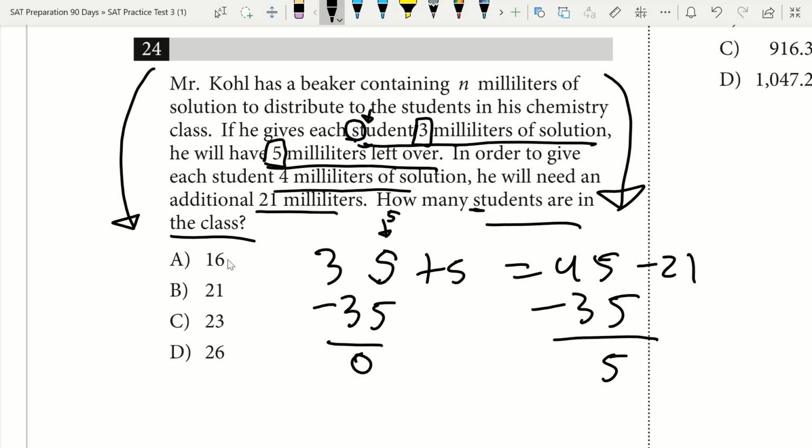Well, I did that because I want to solve for s. And by subtracting that 3s, I'm keeping s positive, and I'm solving for s right away. I don't have negative s, I just have s.